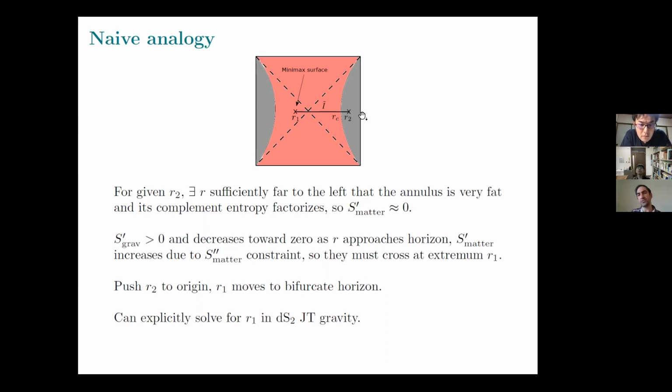And I said you can't solve for R1 in general dimension, but in a dS2 JT gravity model, you can explicitly solve for R1 and it obeys all these things that I was saying. It lives in the left region. As you push R2 to the right, it goes to the right. So you can explicitly check if you know these arguments are a little abstract. You can check it in dS2. Okay.